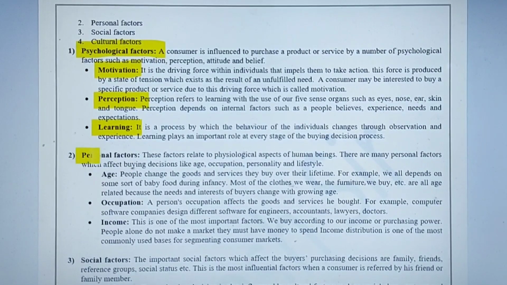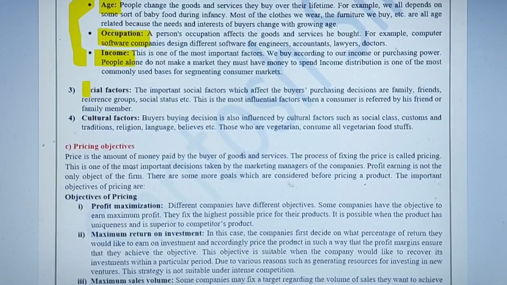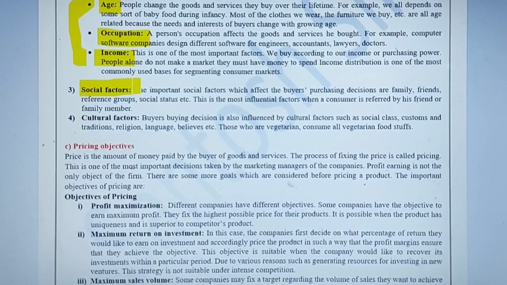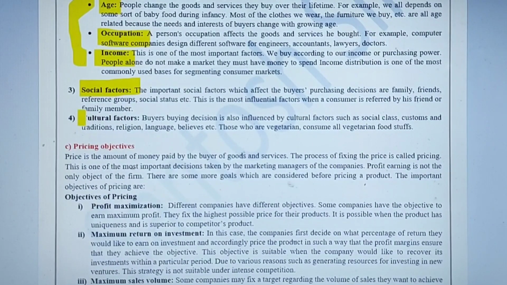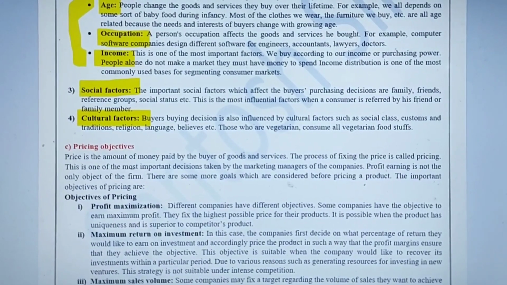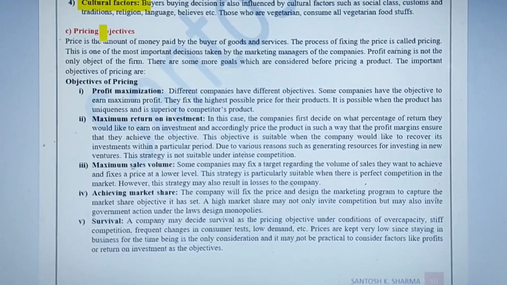Then some personal factors are there, like age, occupation, and income. According to all these factors, the buyer buys different types of goods and services. There are some social factors, tradition, religious regions, for which he makes a purchase. Some cultural factors are also there which you can describe. So like this.